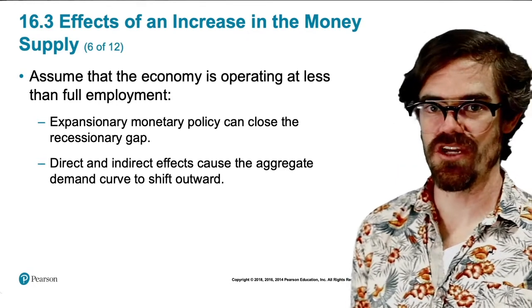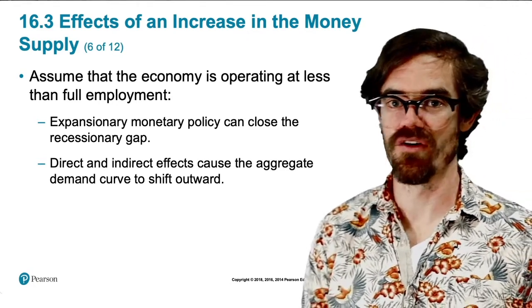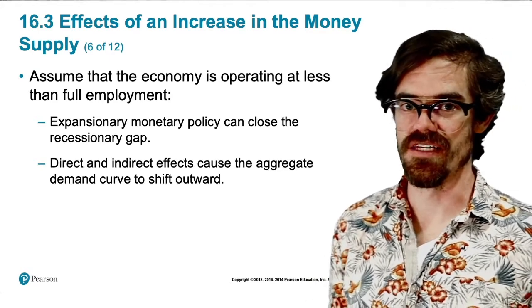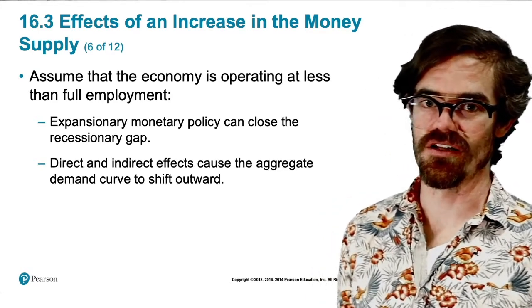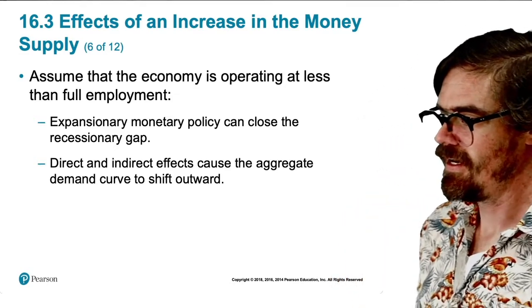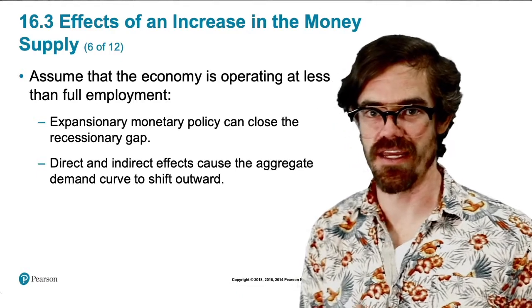So in anticipation of this recessionary gap, they have already, for several months now, been increasing drastically the money supply by several trillion dollars. I think it's $3 or $4 trillion in the past couple of months. And as we saw, that has both direct and indirect effects.